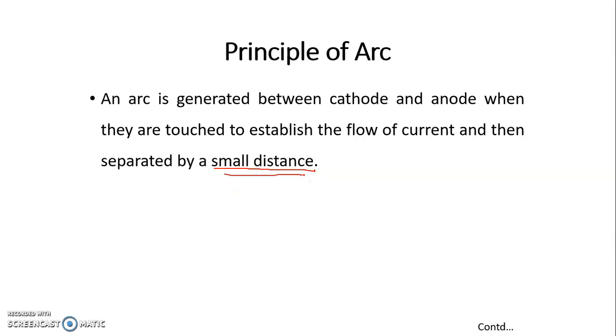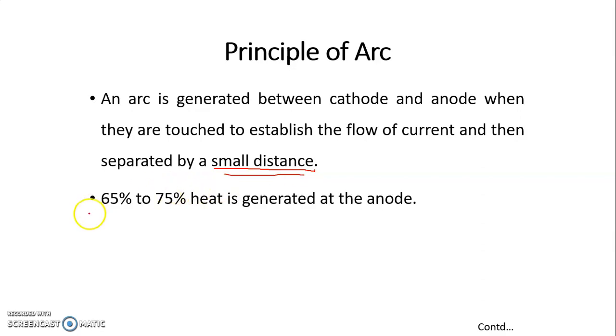An arc is a sustained electric discharge through the ionized gas column, which is also called plasma, between the electrodes. 65 to 75% heat is generated at the anode. In arc welding, 65% to 75% heat is generated at the anode by striking of the electrons.